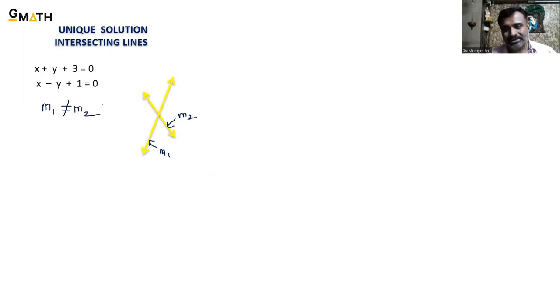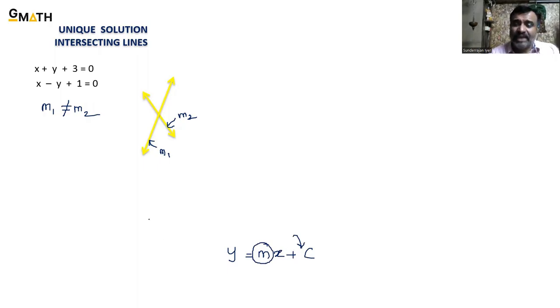Now you'll ask me how to get slopes. If you remember slope intercept form, y is equals to mx plus c, we will use this to determine the slope, where m is the slope and c is the y intercept. Each equation we will convert into this form and get the slope. For example, the first equation is x plus y plus 3 is equals to 0. We'll keep y on the left side and transfer all the others to the right. So y is equals to minus x minus 3. So in the first equation, the slope is minus 1. So m1 is equals to minus 1.